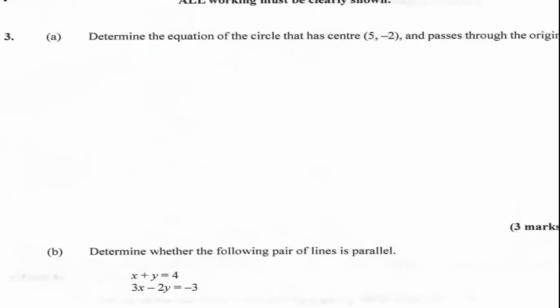Determine the equation of the circle that has center (5, -2) and passes through the origin. I always like to just have a look at what they're saying, so I like to sketch a circle just to have an idea what they're saying. Here's a circle, right?